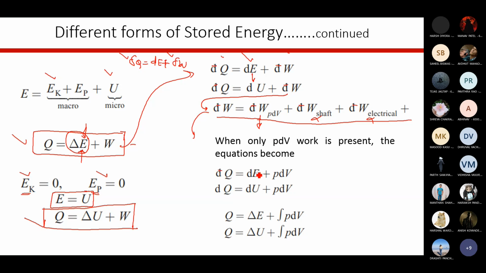So I can write dq is dE plus dW. This dW is replaced by PdV, and if I replace E by U, I can rewrite this equation. So dq is dU plus PdV, right? And if I integrate these two equations, I can write this equation. So Q is equal to delta E plus integral PdV, and in the same way Q is equal to delta U plus integral PdV. So these expressions I can write. Clear?